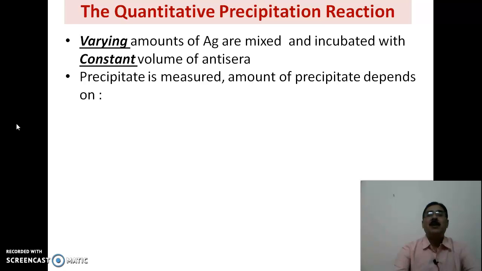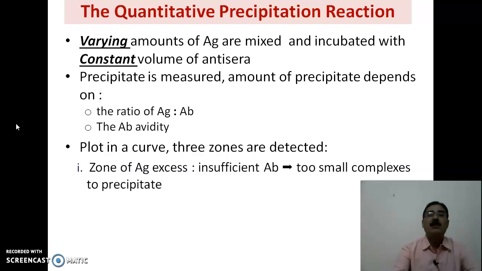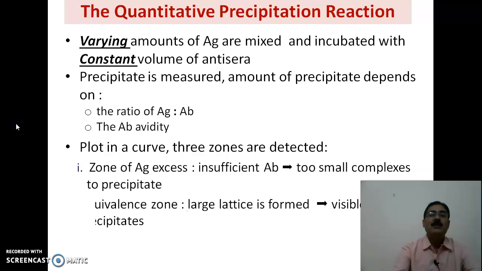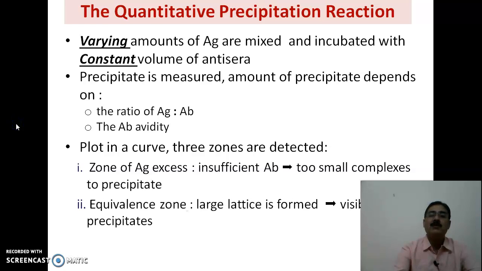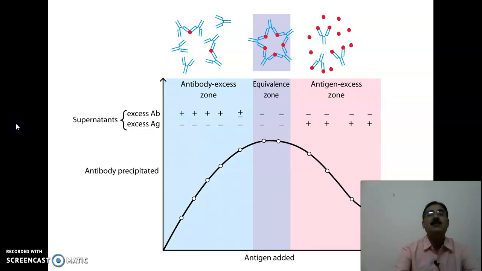Now the precipitate is measured, and the amount of precipitate depends upon first the ratio between antigen and antibody, and the avidity of the antibody. The three zones we can see: first, the zone of antigen excess, where there is insufficient antibody, so the complexes are too small to precipitate. The second, the equivalence zone, where a large lattice is formed and visible precipitate is there. And then the zone of antibody excess, where not enough antigens are available, so the complexes are too small to precipitate.